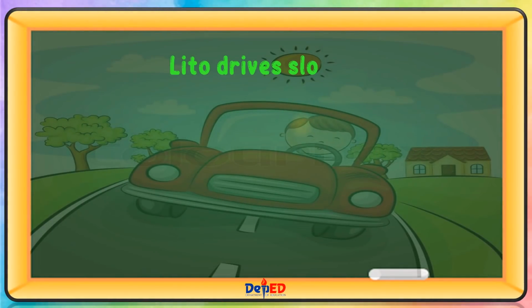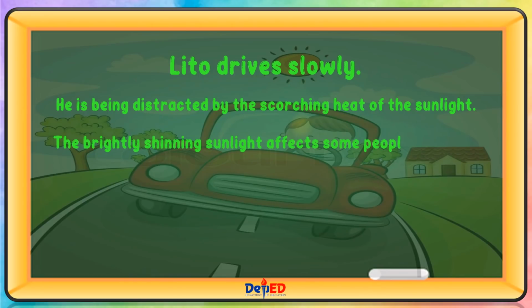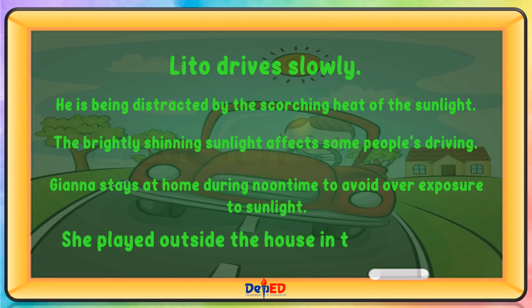Lito drives slowly. He is being distracted by the scorching heat of the sunlight. The brightly shining sunlight affects some people's driving. Gianna stays at home during noontime to avoid overexposure to sunlight. She played outside the house in the afternoon.